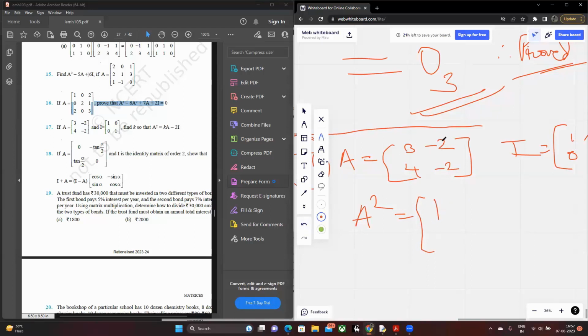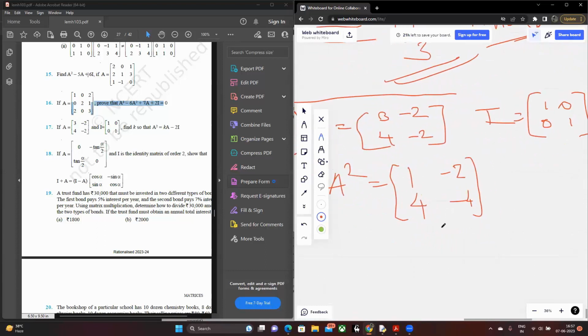This is going to be 3 into minus 2, that's minus 6, plus 4, that is going to be minus 2. This is going to be 4 times 3, that's 12, minus 8, that is going to be 4. And here is minus 8 plus 4, that is minus 4. Alright. So we have A squared is 1 minus 2 and 4 minus 4.